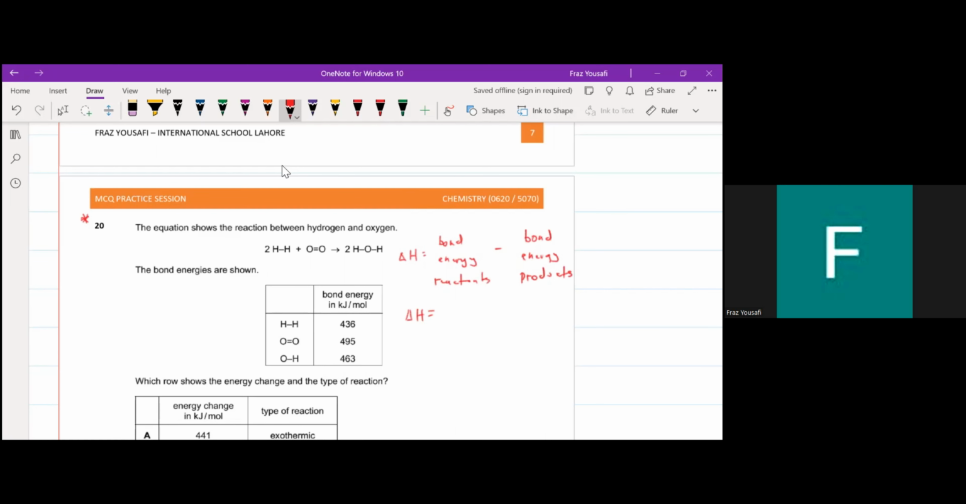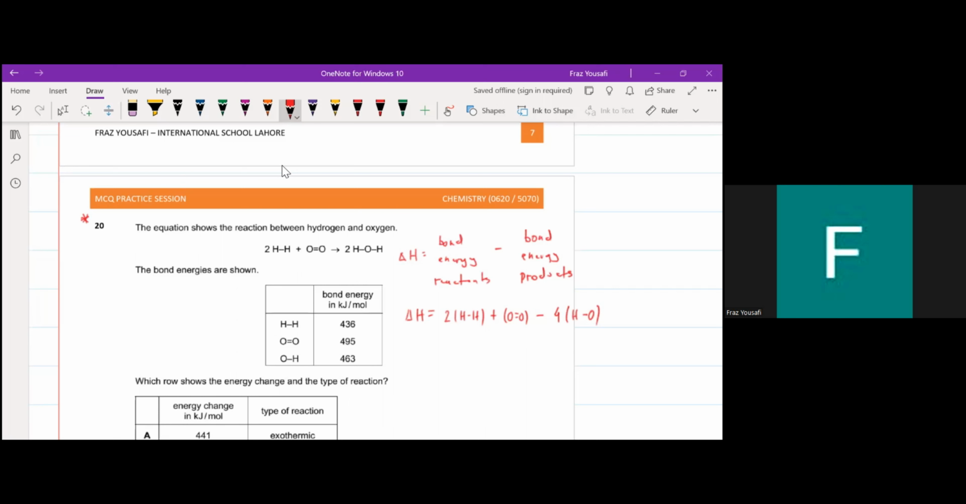Now, let's look at your reactants. You have 2 moles of hydrogen bonds being broken on the left, 1 mole of oxygen double bond being broken on the left, and then you're getting 4 OH bonds to form on the right. So I need to break 2 hydrogen bonds on the reactant side, I need to break 1 oxygen double bond, and I need to subtract from that the energy released in forming 4 OH bonds. Now, why 4? Because there's 2 moles of water. Each water molecule has 2 OH bonds, so 2 water molecules will have 4 OH bonds.